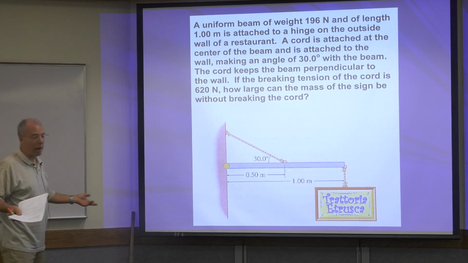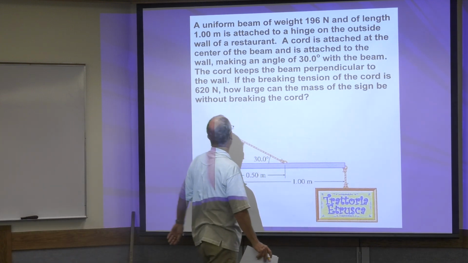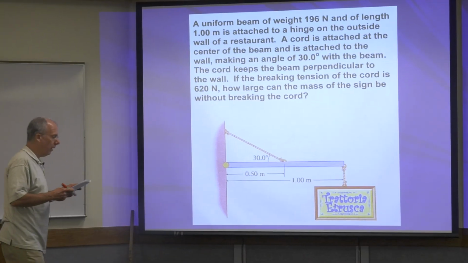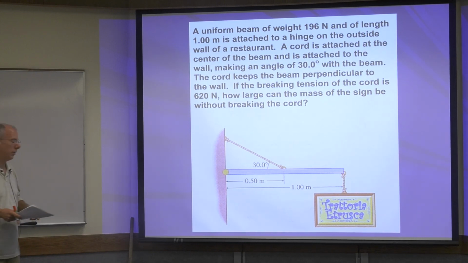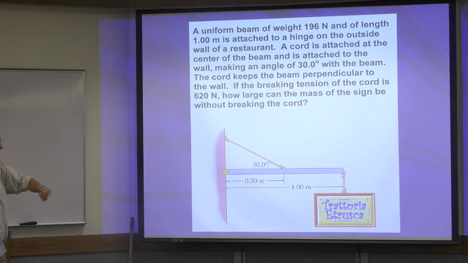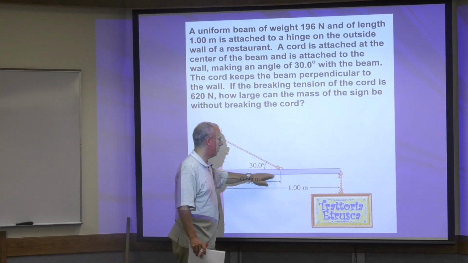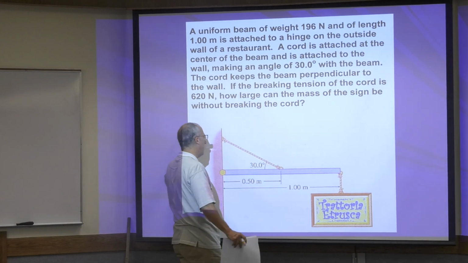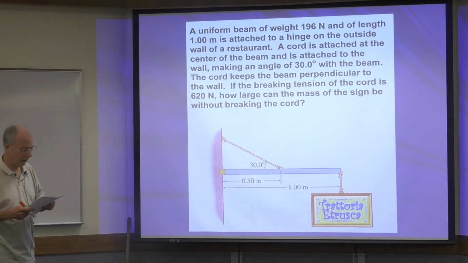So this is a realistic problem, you have to admit. I mean, how large can the mass of the sign be without breaking the cord? It seems to be a pretty reasonable thing. So, first of all, this is tough compared to the force diagrams. What's the object? What's the thing that's going to perhaps rotate? Well, it's the beam, right? Because gravity's pulling down on the beam, this is pulling down on the beam, this is pulling up on the beam. So the beam is the object. That's the first thing you have to figure out.